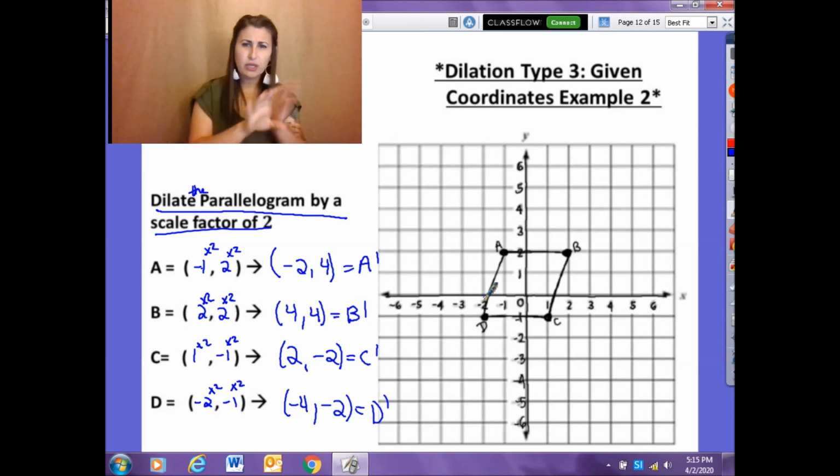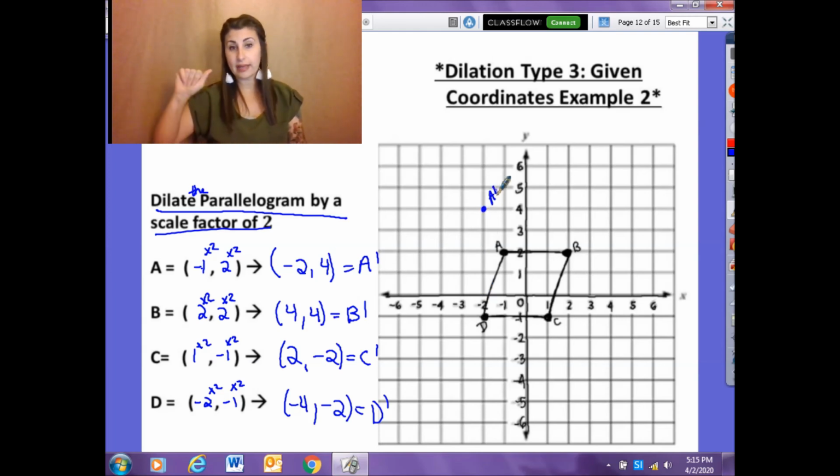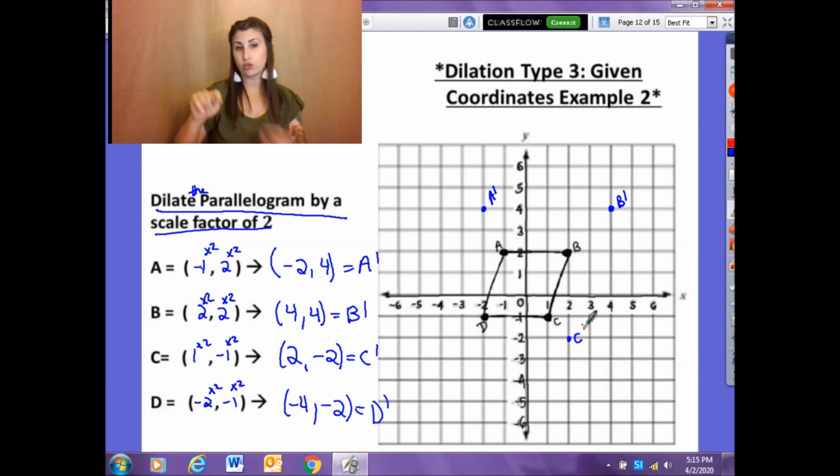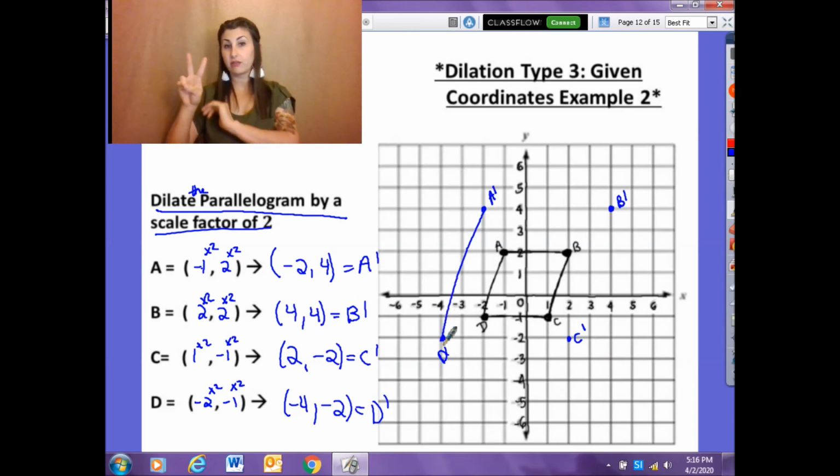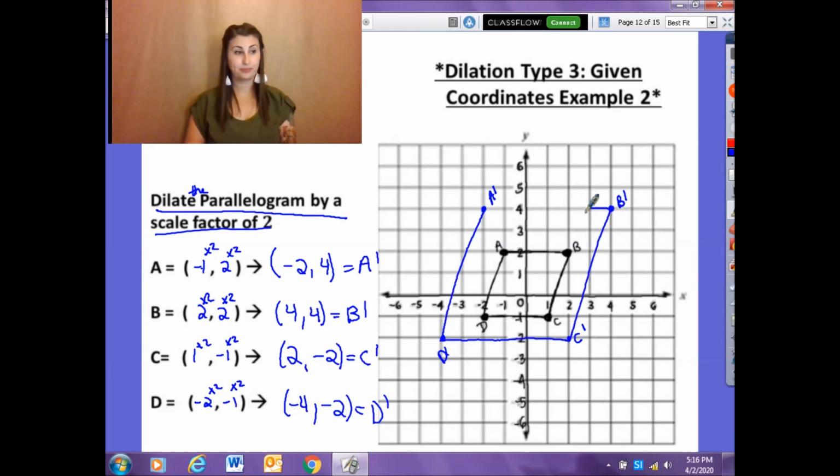So A prime is at -2, 4. So this is A prime. We're making it twice as big. B prime is 4, 4. C prime is 2, -2. And D prime is 4, -2. So now connect your dots. We just made it twice as large.